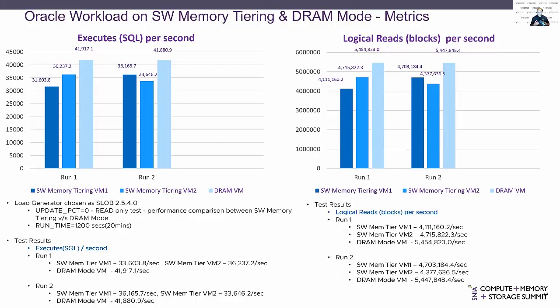So essentially, we were getting a lot more logical reads in aggregate. There seemed to be a typo on the DRAM mode virtual machine; we got a lot less than 5.4 million in a second, so I do definitely have to correct that. But the logical read blocks per second aggregate was much more for the software memory tiering server.